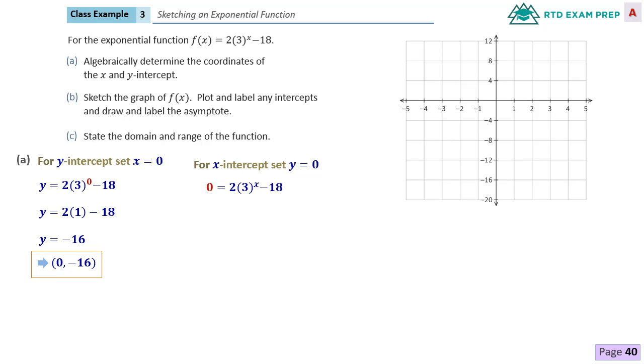In the case of the x-intercept, we will replace y with 0. Now we have an equation where the unknown is in the exponent. This is an exponential equation, which in many cases will require us to use logarithms. However, if we are able to write both sides of the equation using the same base, we can avoid logarithms. Let's first isolate our power term.